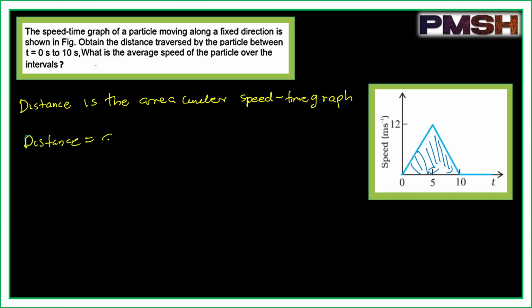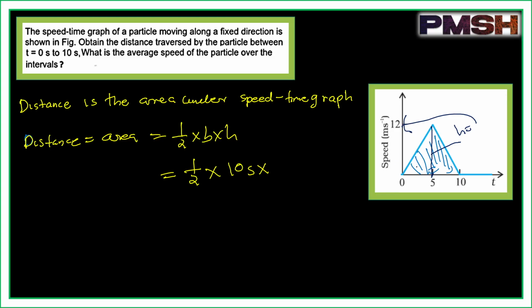Distance is equal to area, equal to half into base into height. That is half into, what is the base? The base is 10 seconds, right? 10 seconds multiplied by, what about the height? The height is 12. Clear? We know what the height is, right? So this height is going to be this value, that is 12. Clear?